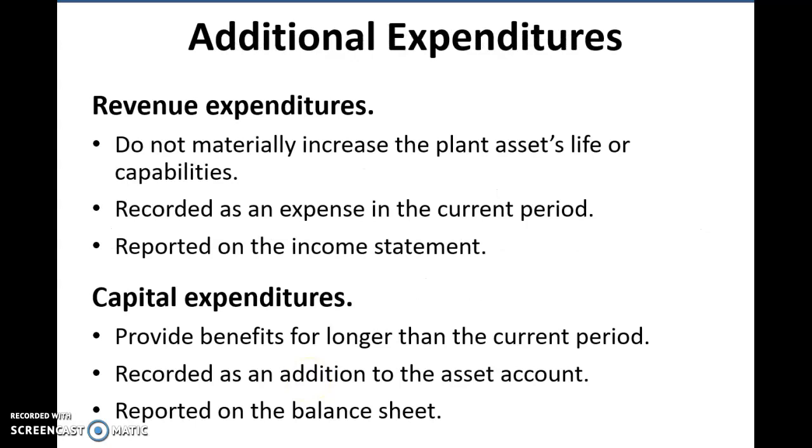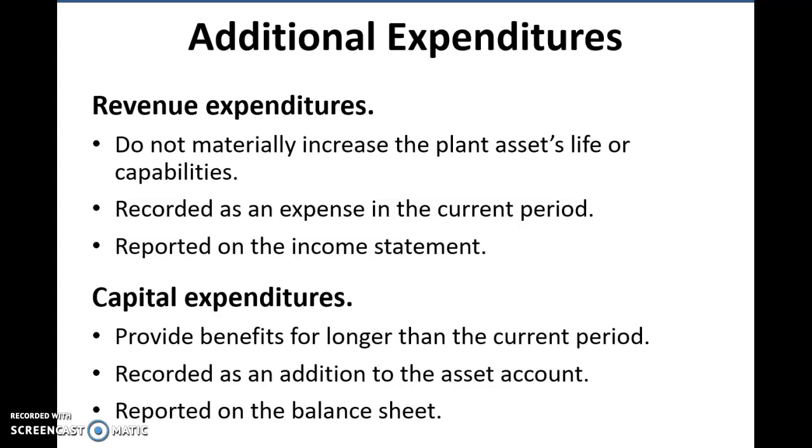Revenue expenditures do not materially increase the life of the plant asset or its capabilities. Revenue expenditures must be recorded as an expense in the current period, and revenue expenditures are reported on the income statement.